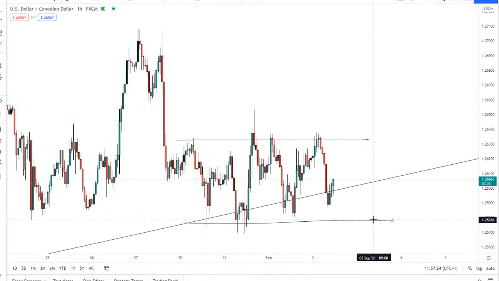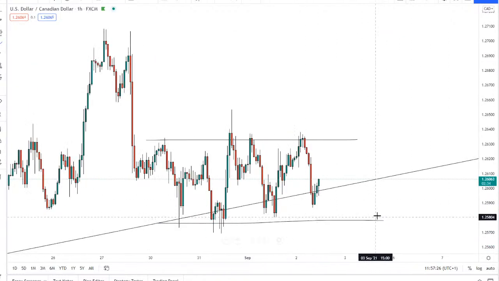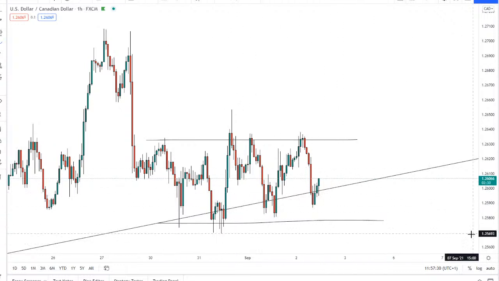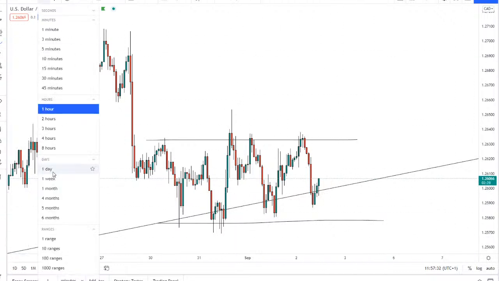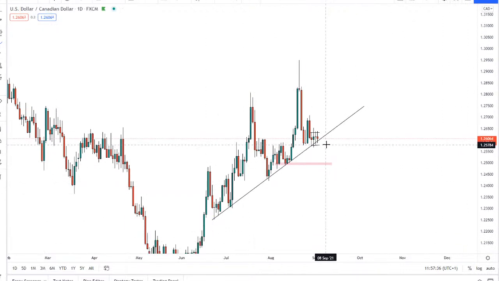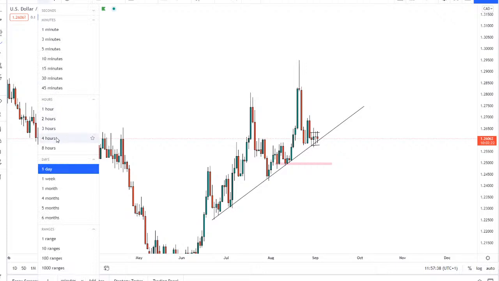USD CAD, I was looking at buys for this one, but I'm still not overly confident with this one, so I'll probably just let this one be, because we are still holding on to that daily trend line there, so it does look good for some buys there. But like I said, it just doesn't look too good.